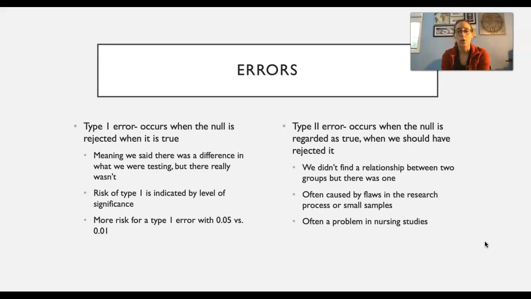Type 2 occurs when the null is regarded as true, when we should have rejected it. So we didn't find the relationship that actually existed there. It's often caused by flaws in the research or by small sample sizes. If we increase our sample size, that relationship may become apparent to us.